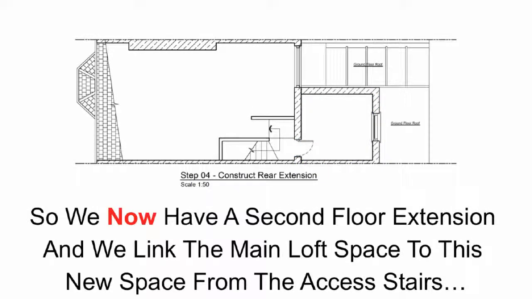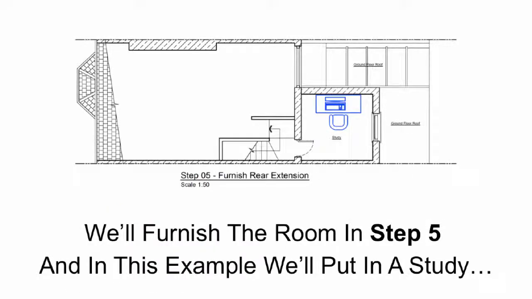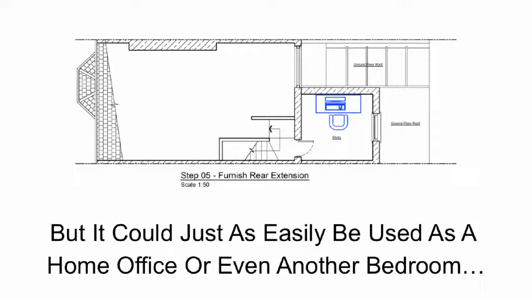So we now have a second floor extension and we link the main loft space to this new space from the access stairs. We'll furnish the room in step 5, and in this example we'll put in a study. But it could just as easily be used as a home office or even another bedroom.